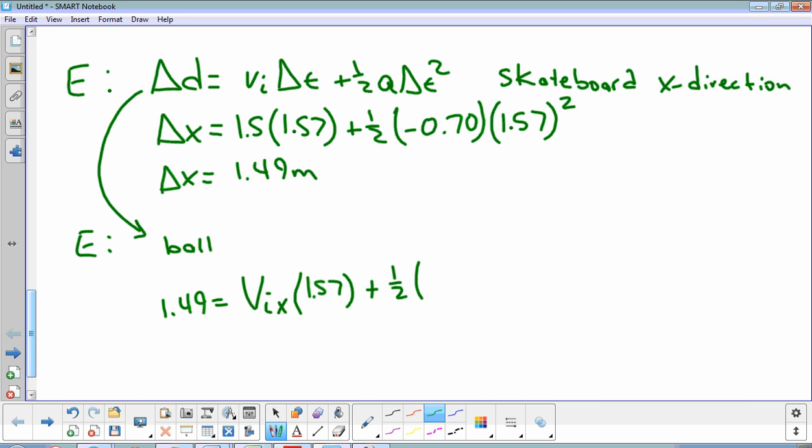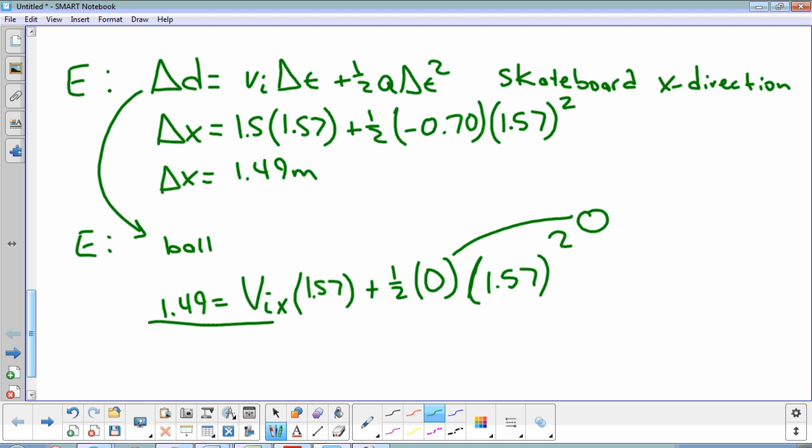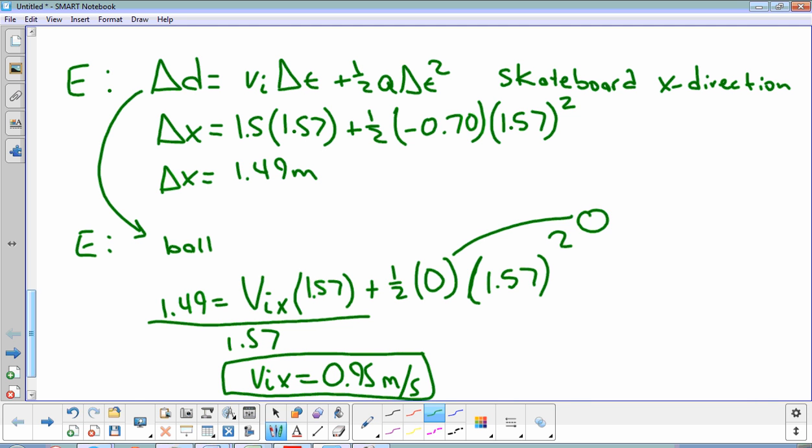The ball is a projectile. It's left his hands. The ball isn't accelerating in the X direction, right? So it's going to be 0 for the acceleration times 1.57 squared. All right, so this whole term becomes 0. So all I need to do is divide by 1.57, and I get that my V initial in the X direction is going to equal 0.95 meters per second. Whew.